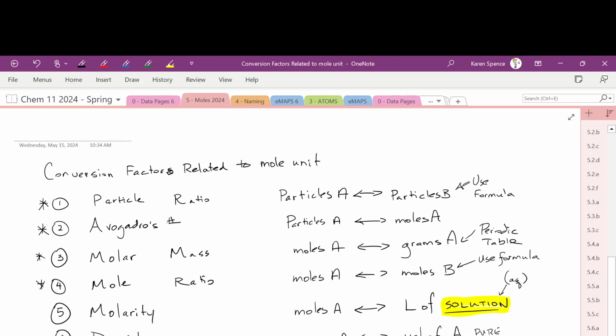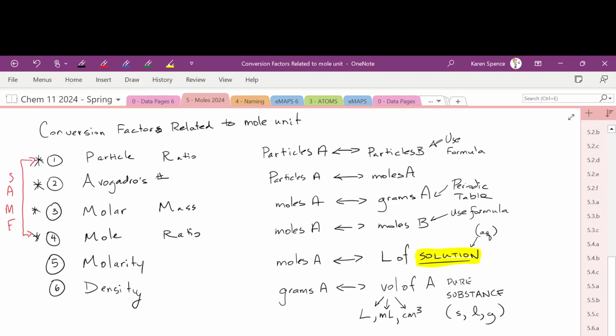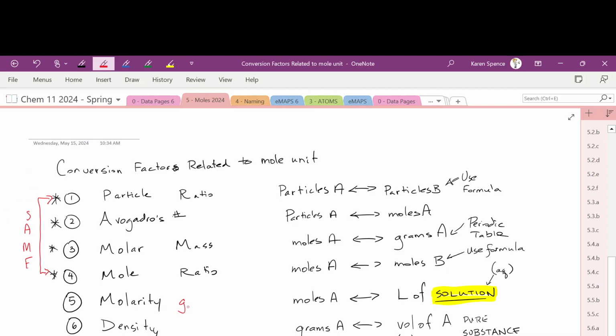Which of these two ratios are the same? Particle ratio and mole ratio are the same. One just has moles in it and the other does not have moles in it, okay? Molarity will be given in the question. Density will be given in the question because it's going to be different for every substance.